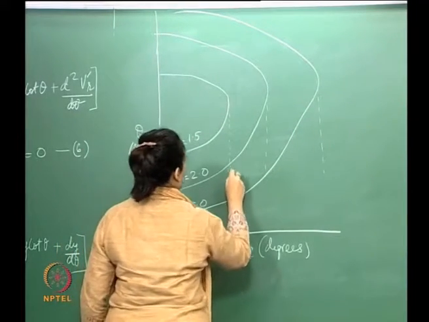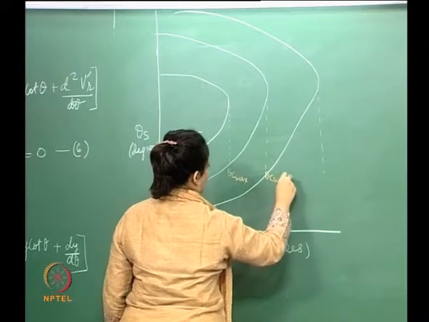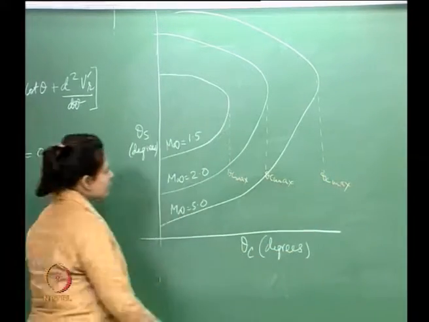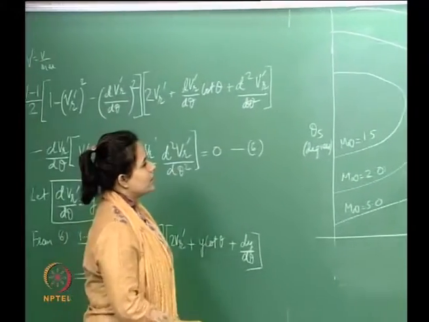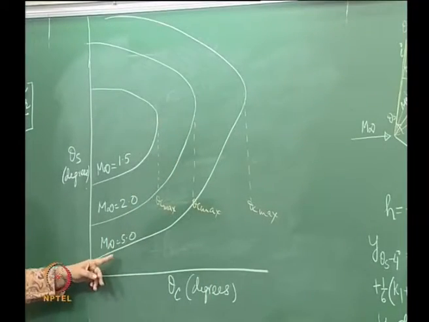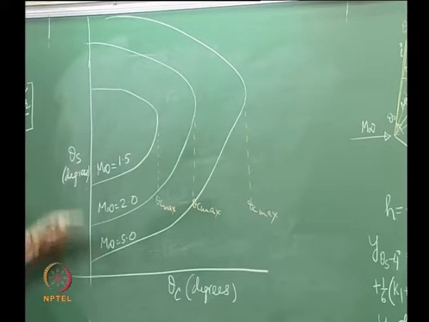Okay. So, this is your theta c max. Now essentially again you can see that for a particular theta c and for a given Mach number you actually have two theta s's. So, basically the strong shock and the weak shock. The weak shock is more common. So, this is similar to the wedge, but the numbers are different.